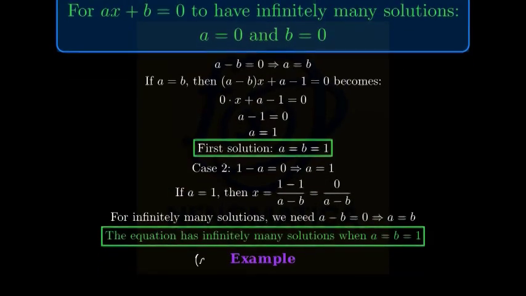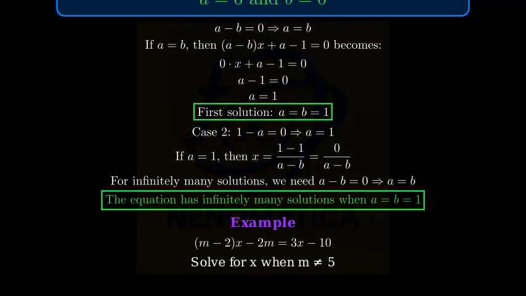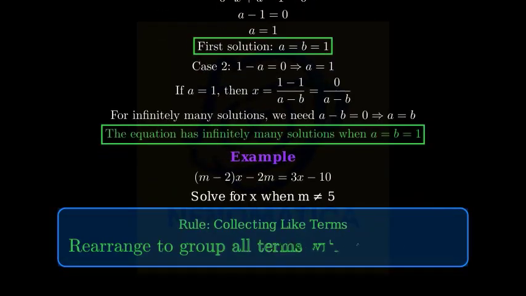Let's move on to our second example. We have the equation (m minus 2) times x minus 2m equals 3x minus 10. We need to solve this equation for x when m is not equal to 5. Let's begin solving this problem.